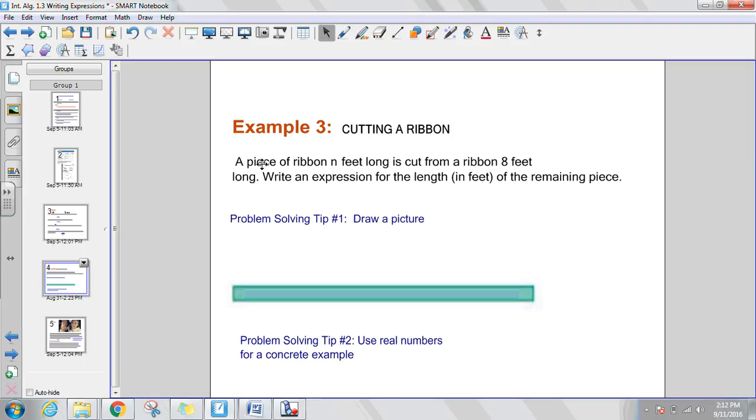We have a real world example. We're cutting a ribbon. Okay, so we have a piece of ribbon that's n feet long, cut from a ribbon that's 8 feet total. Write an expression for the length in feet of the remaining piece, so whatever's left over.